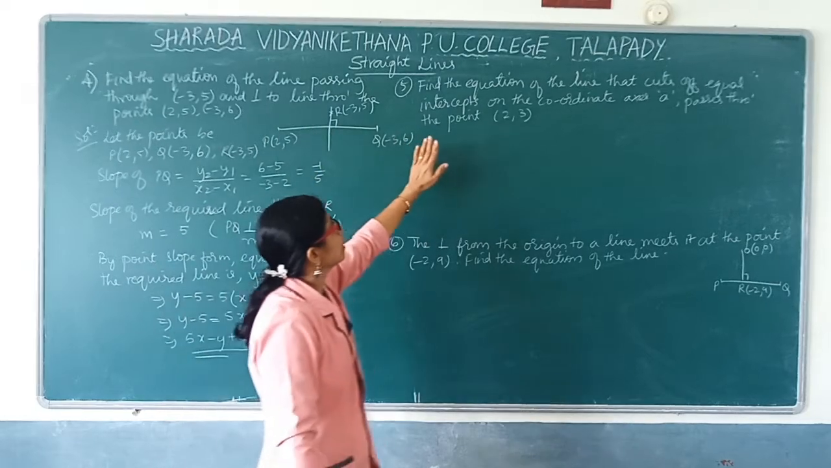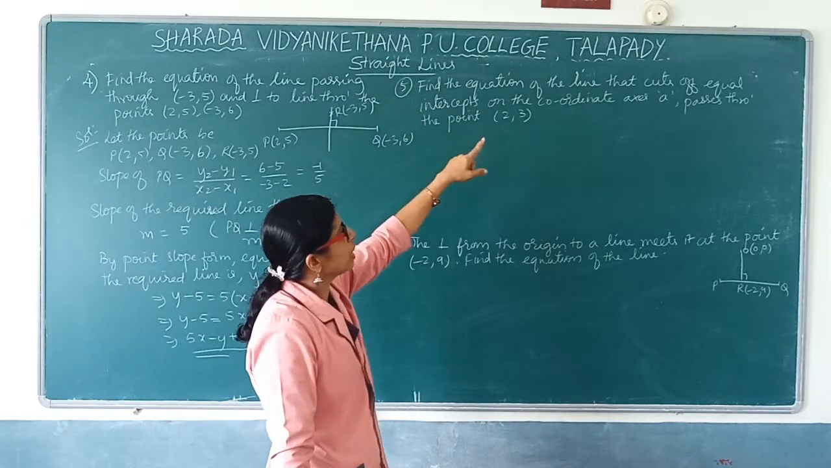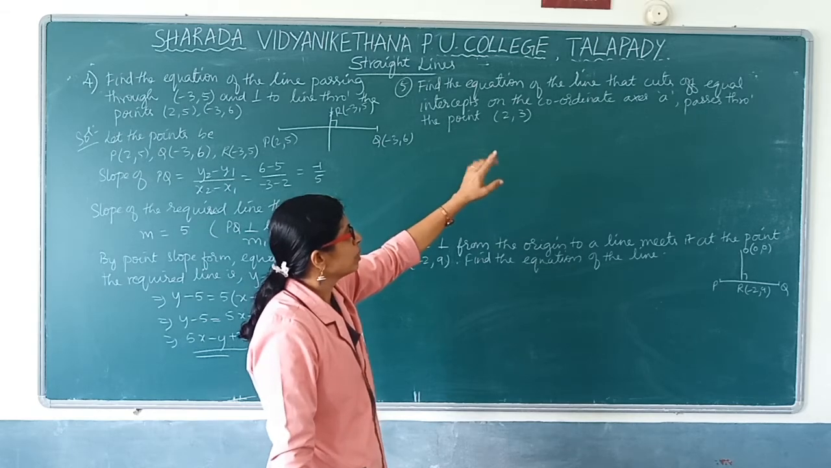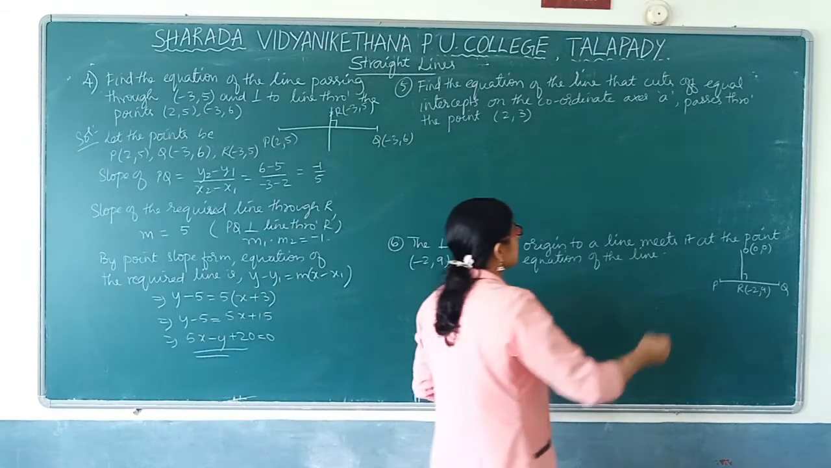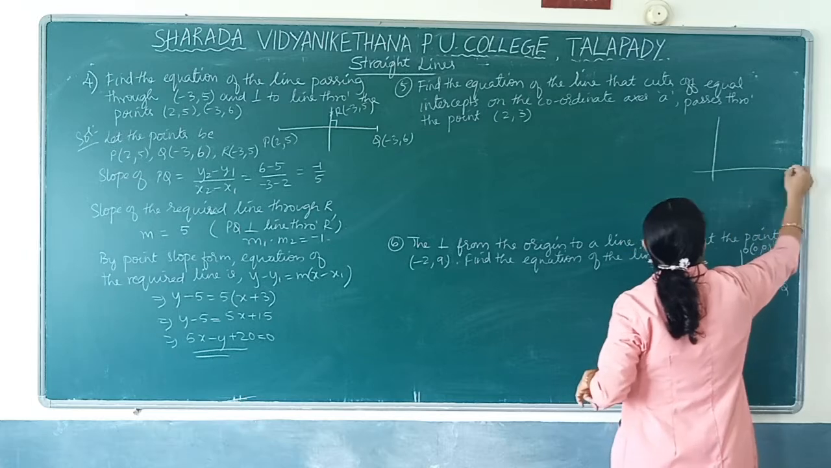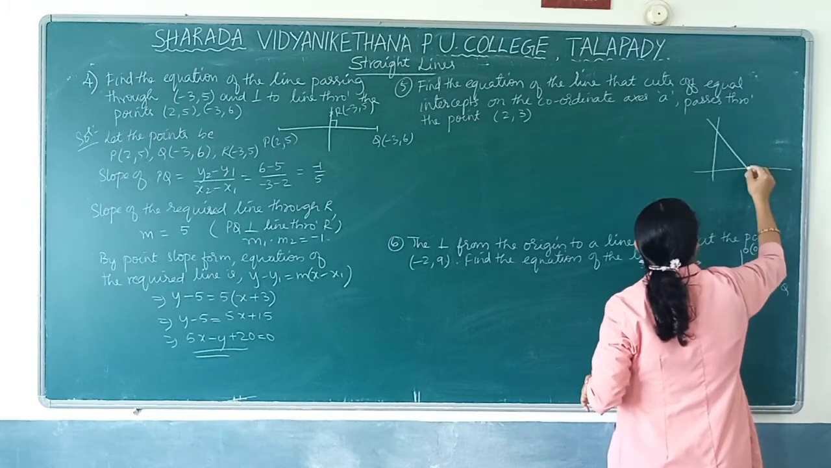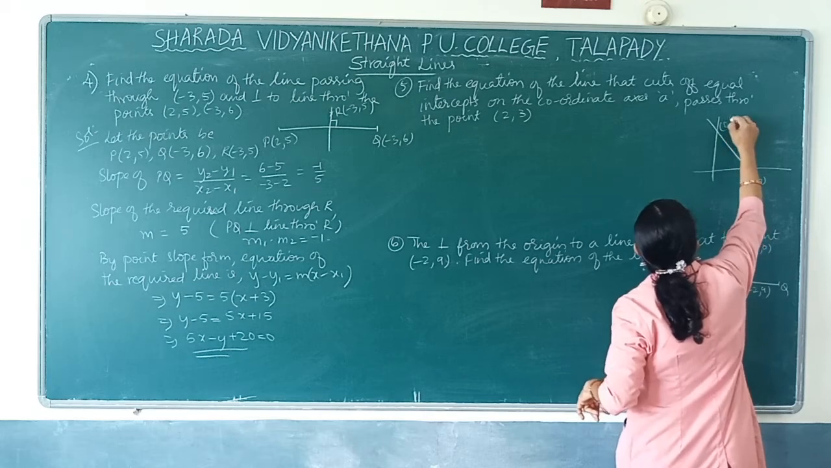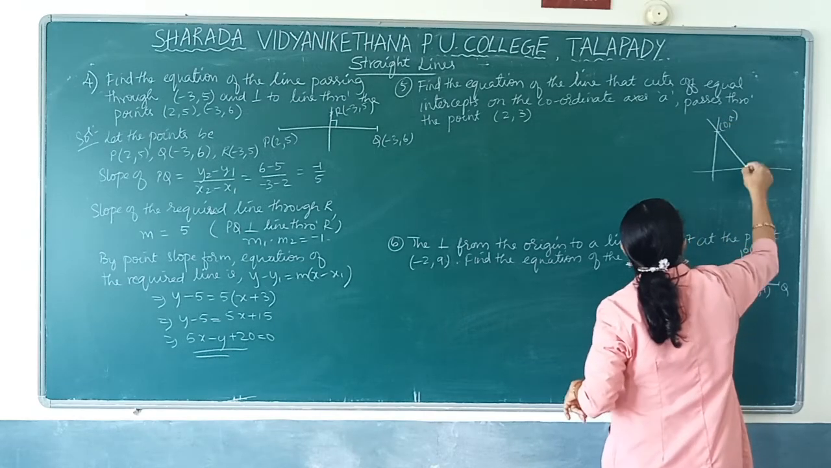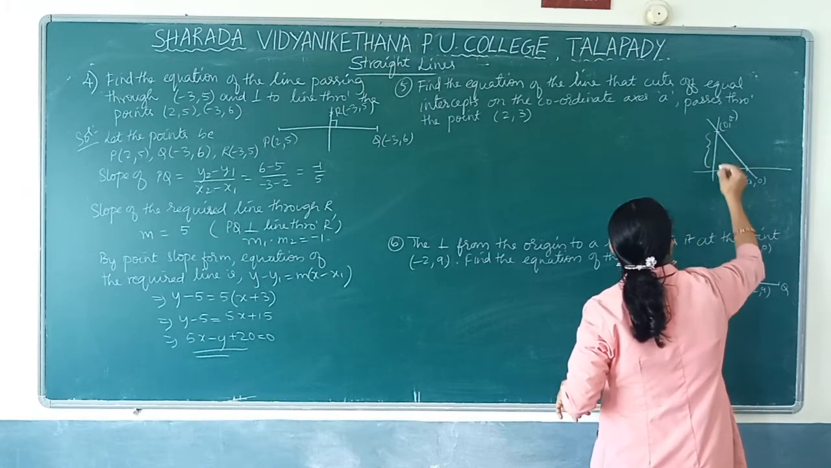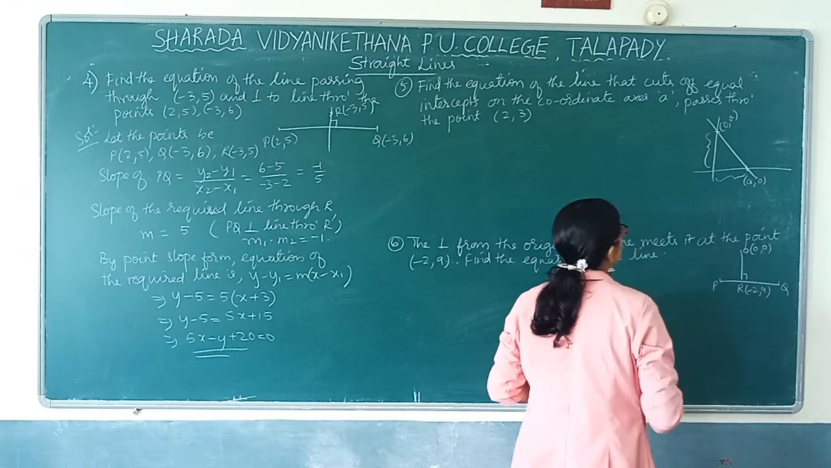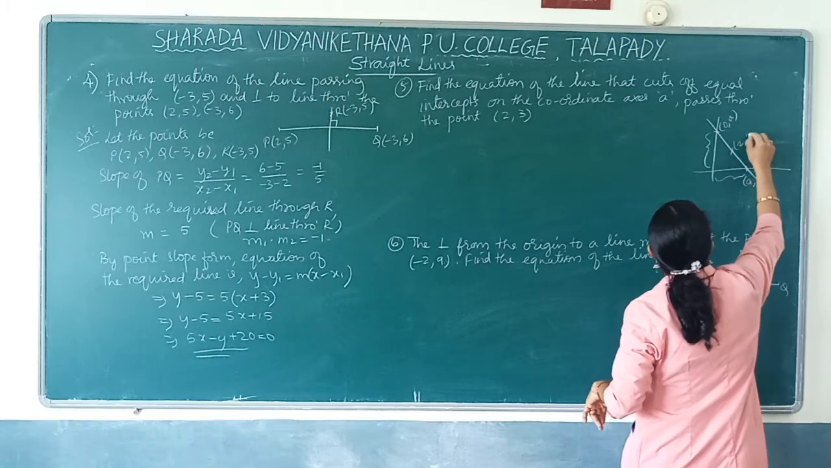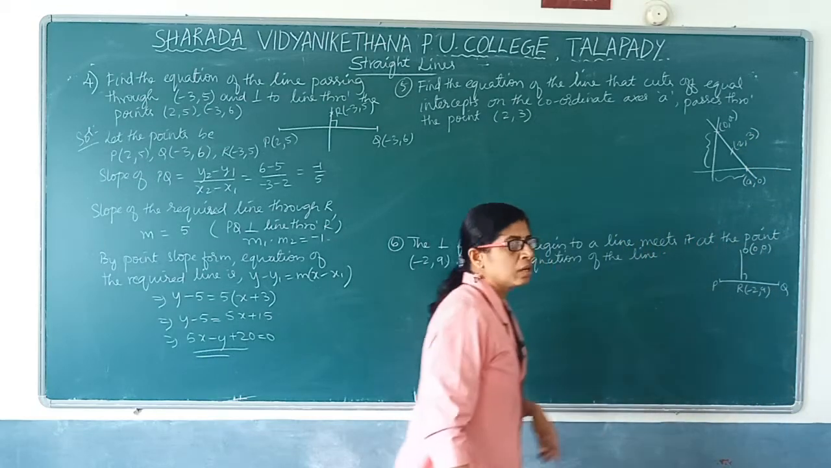Next we will go to another question. Find the equation of the line that cuts off equal intercepts on the coordinate axes and passes through the point 2, 3. Suppose we have coordinate axes here. This is cutting equal intercepts. Here it is a, 0. Here it is 0, a, because this distance and this distance are equal, both are equal to a. And it also passes through another point, that is 2, 3. This is the situation.